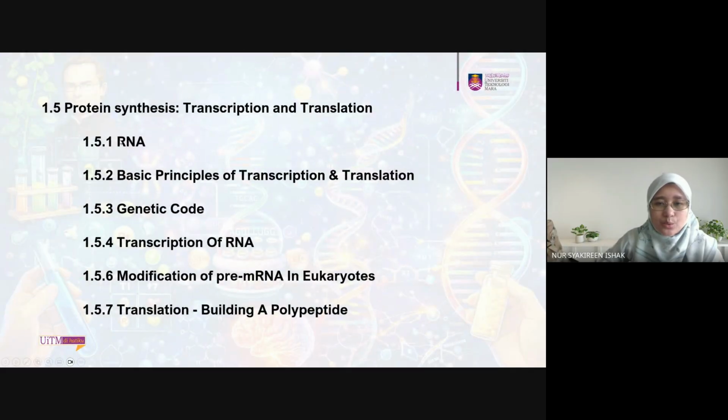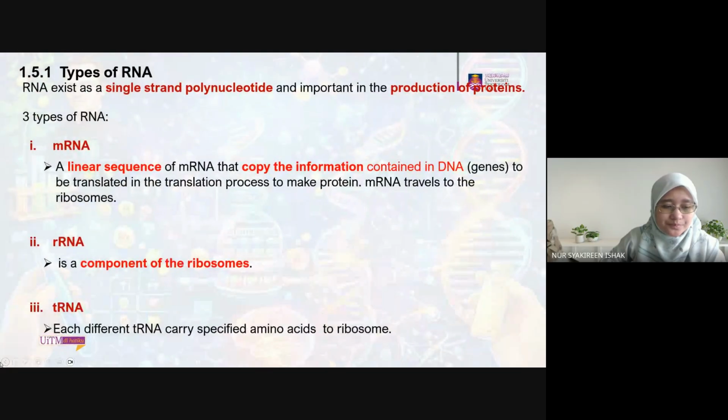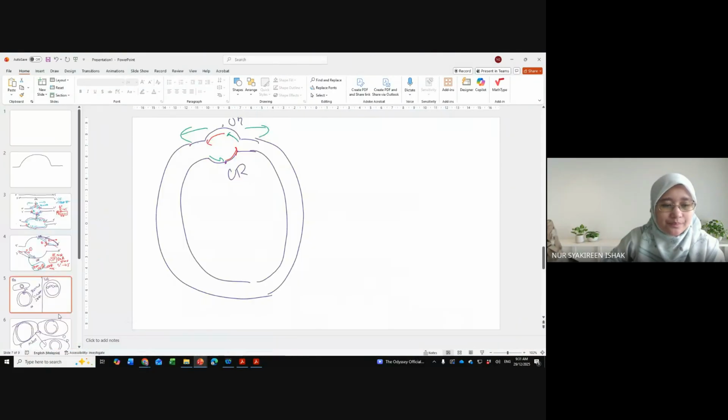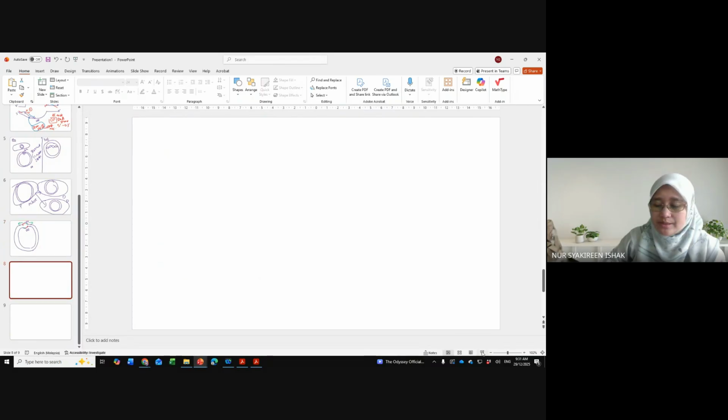In this subtopic we are going to look at the different types of RNA, then the basic principles of transcription and translation, the genetic code, transcription of RNA, modification of pre-mRNA in eukaryotes, and translation, which is the process of synthesizing the protein. The basic concept you have to know, I'm going to draw in another slide. Imagine this is our cell.